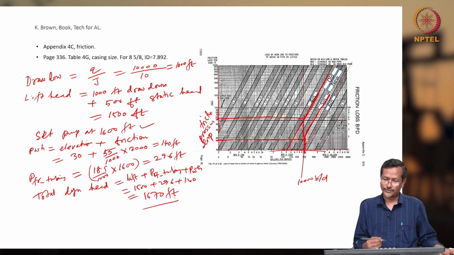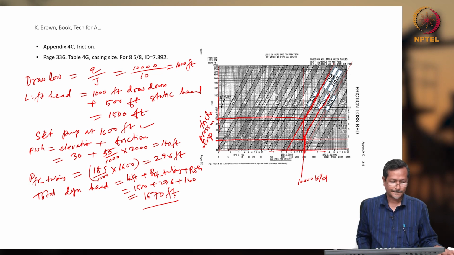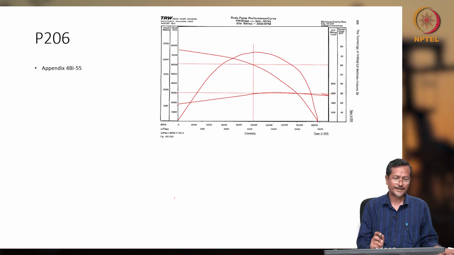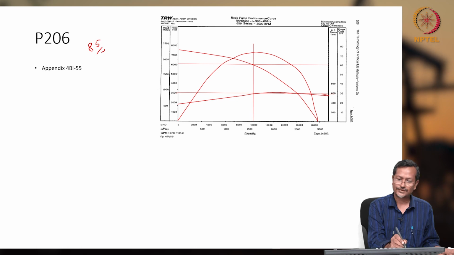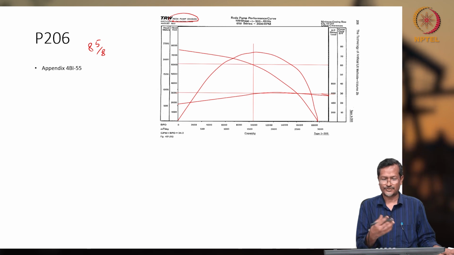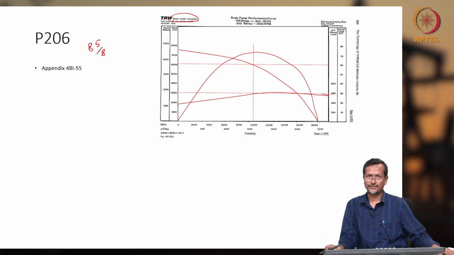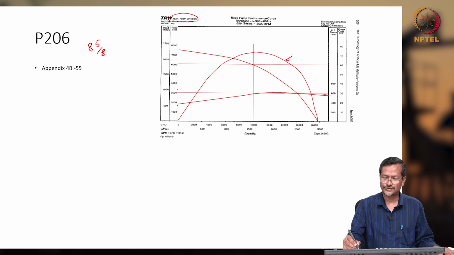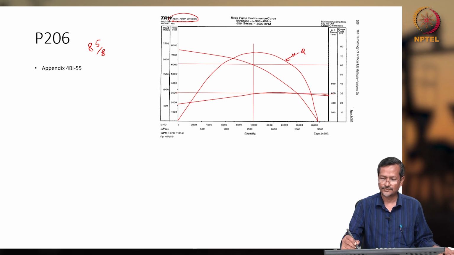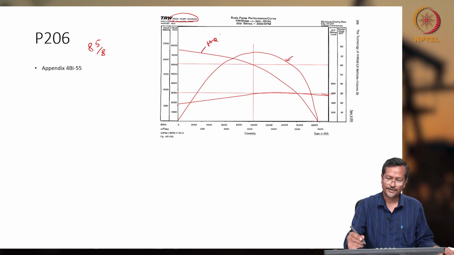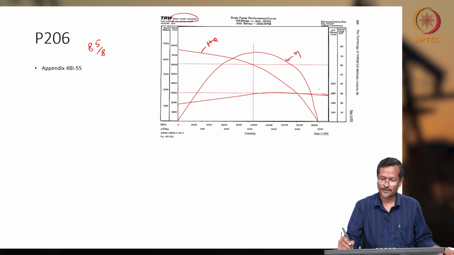Now, to select a suitable pump, you have to go to the table. So casing size 8 and 5/8 inch. This Reda pump company, they have given this chart. For practicing, we need to know how to use the charts. Actually, you can see this is the pump curve. This is showing the HQ curve. This is the efficiency curve, and this is the HQ curve. This is the eta curve, and this is the power curve.